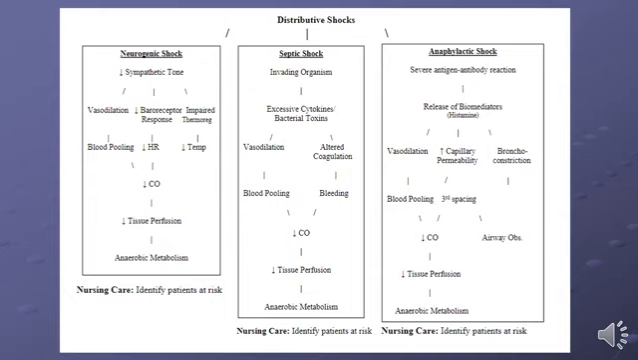In neurogenic shock, there is a decreased sympathetic tone, vasodilation. There is a decrease of baroreceptor response. This is the nerve receptors that are sensitive to pressure. There is impaired thermoregulation. Then there is blood pooling, decreased heart rate and decreased temperature, decreased cardiac output, decreased tissue perfusion, and anaerobic metabolism.